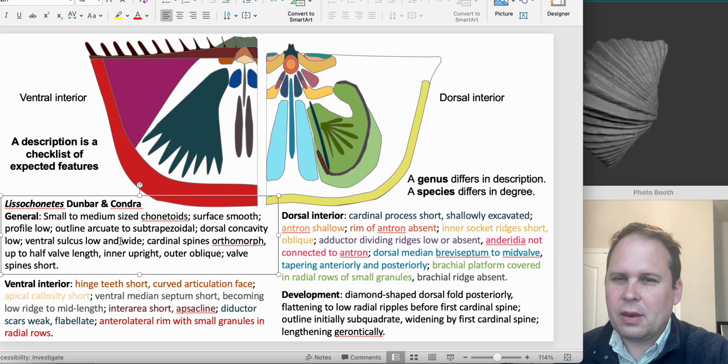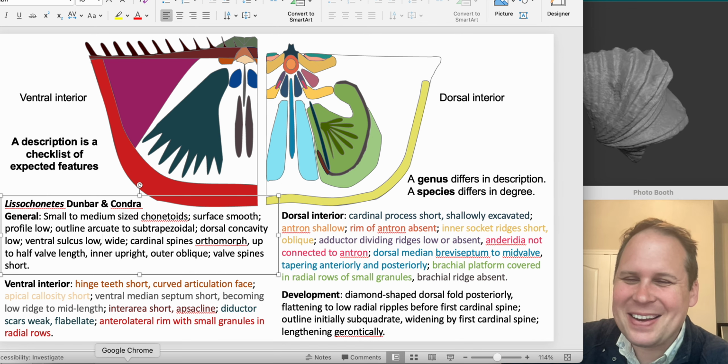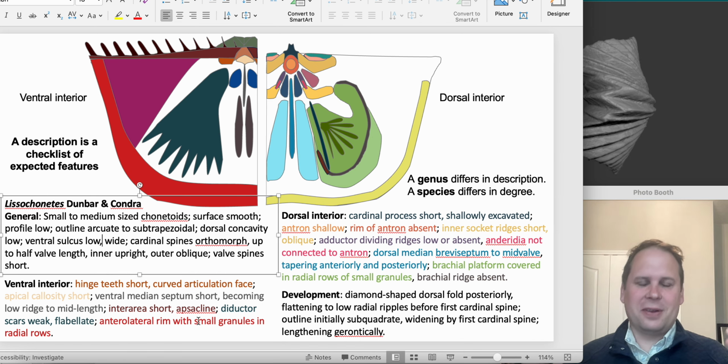And instead of low and wide, we can say ventral sulcus low, comma, wide. There we go. And we just saved ourselves four characters worth, 4 cents or something on our message. Good job, telegraph operators. All right. Whew, that's a lot.